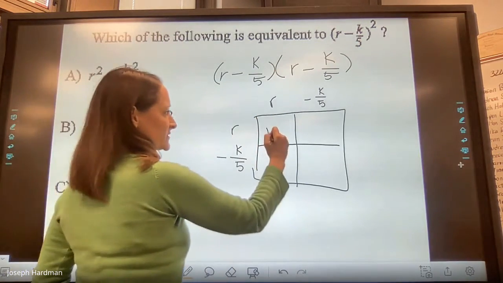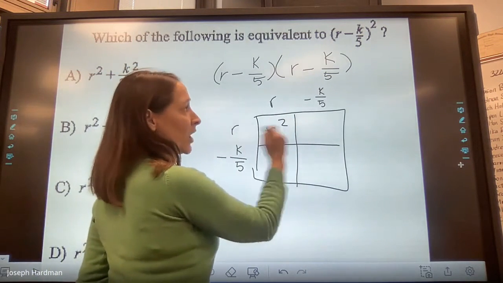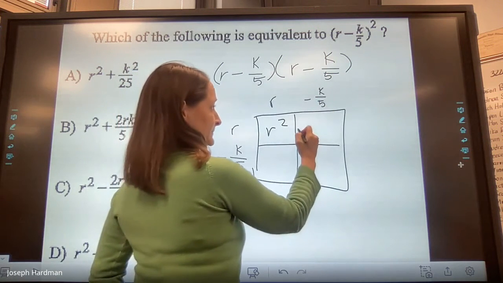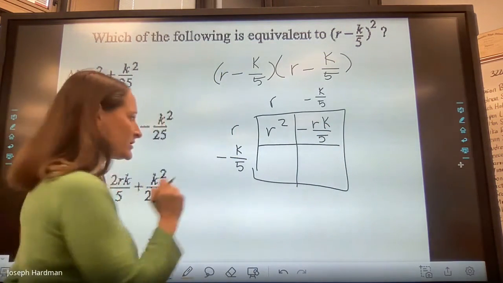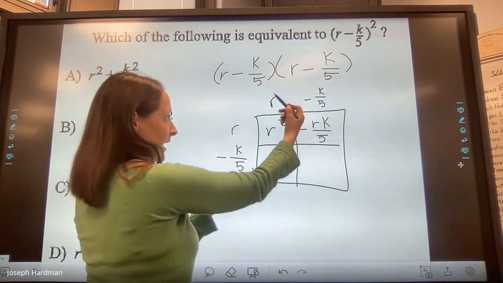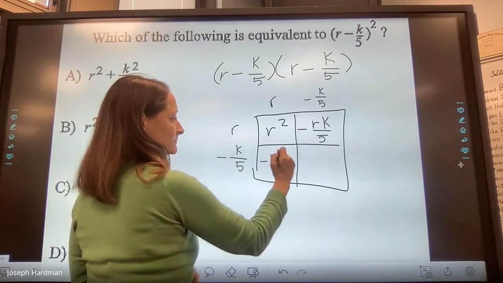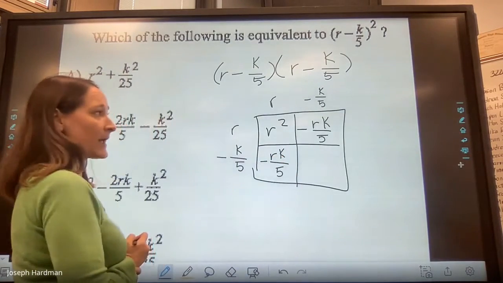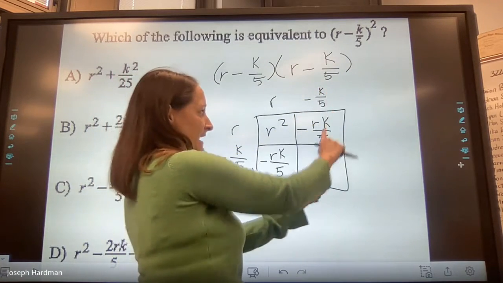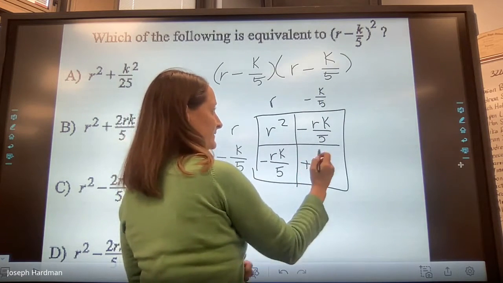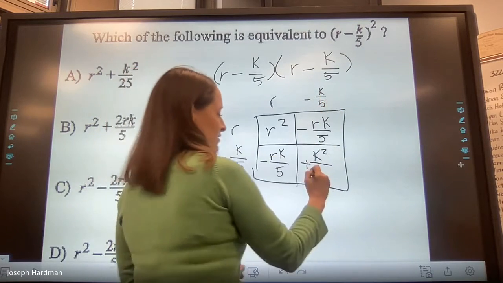So r times r gives us r squared. We know that. r times the opposite of k over 5 is going to be negative rk over 5. So that gives us a fraction. I'm going to do the same thing here. Okay, r times negative k over 5. Okay, and then I'm going to get my final term. So negative k over 5 times negative k over 5, two negatives are going to give us a positive. So k times k is k squared, 5 times 5 is 25.